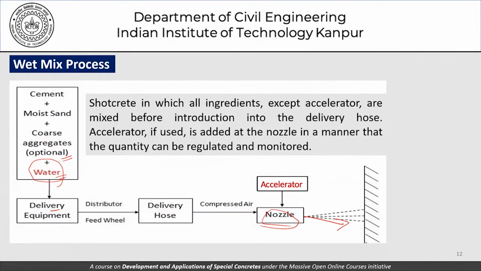So in other words, shotcrete in which all ingredients except the accelerator are mixed before the introduction into the delivery hose is wet mixed concrete. Accelerator, if used, is added at the nozzle in a manner that the quantity can be regulated and monitored. So it's only the accelerator which is added at this point into the nozzle just before the shotcrete is fired onto the placing surface.